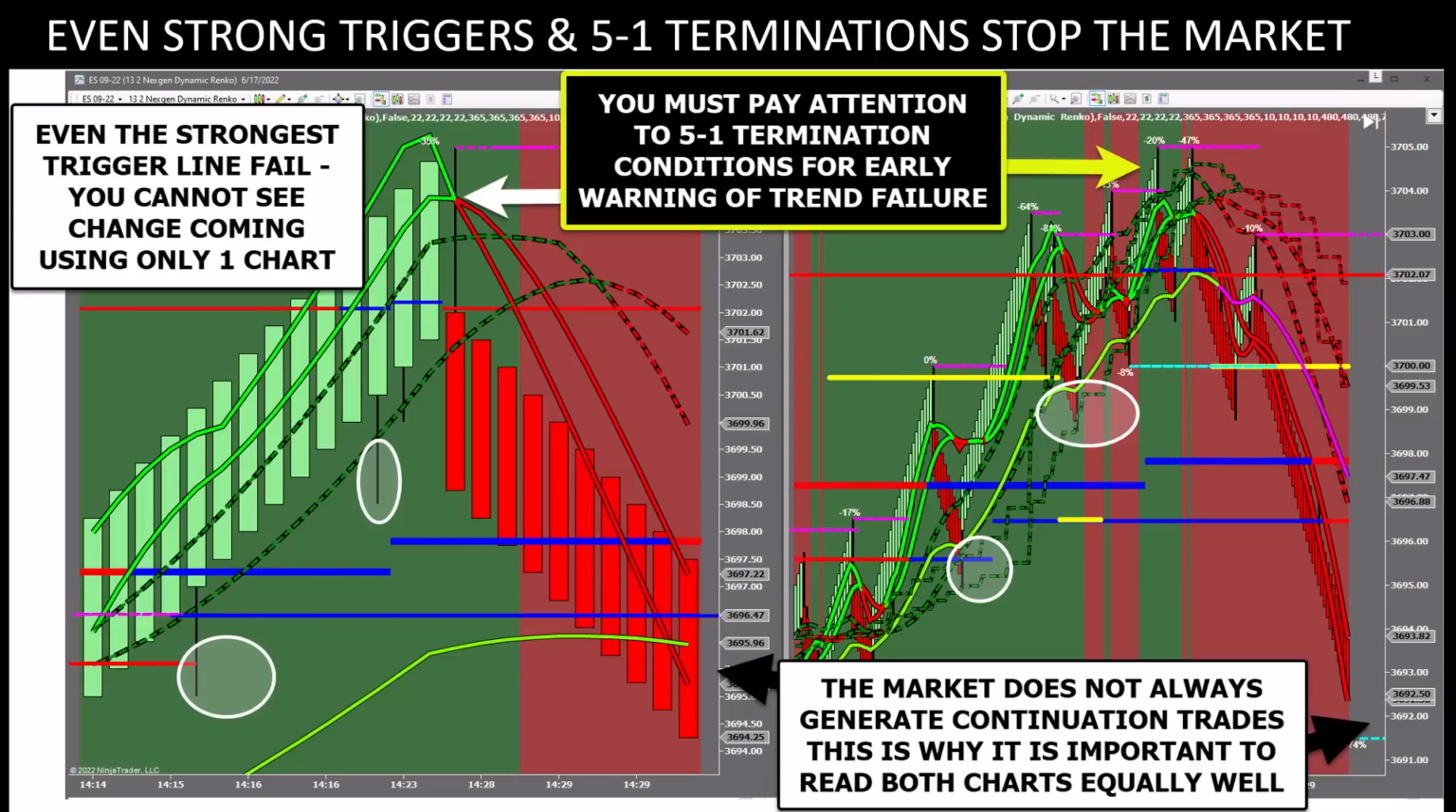One of the other things that we talk about a lot in management, I want you to think about this one statement. You cannot see change coming using only one chart. Because a lot of people say, in the beginning, well, why don't I just trade one chart and wait for fibs to hold, and then I don't have to watch a small chart. And again, maybe you could get away with it, but you would lose a lot of the ability to manage your trades that don't follow through.